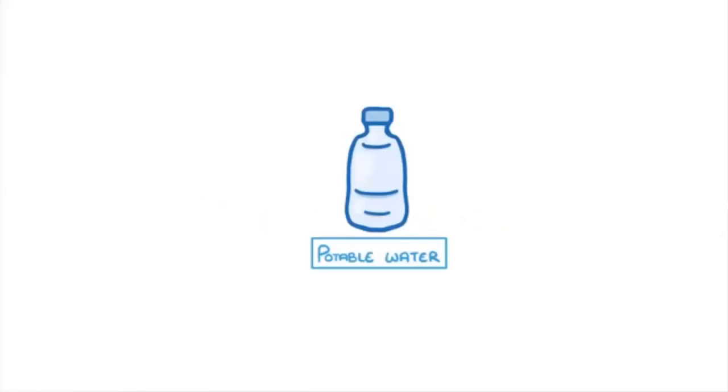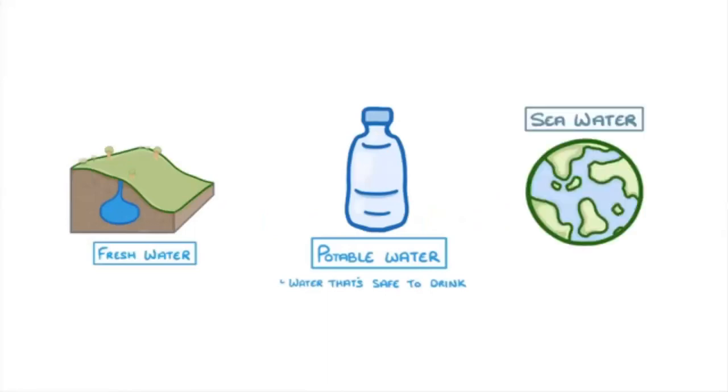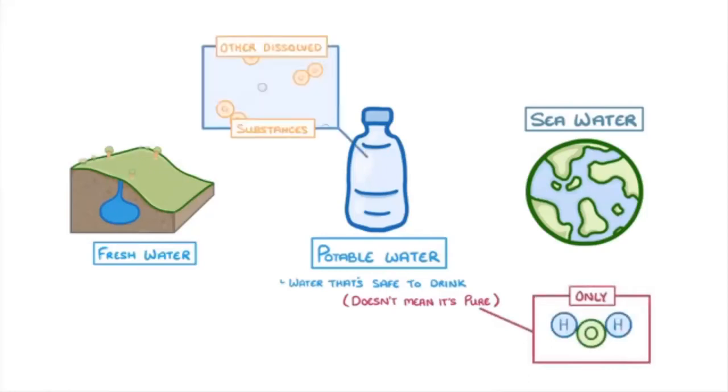In today's video, we're going to take a look at potable water, which is what we call water that's safe to drink. We'll also cover how we can get potable water by either treating freshwater sources or desalinating seawater. Now, although potable water is by definition safe to drink, that doesn't mean that it's pure. In chemistry, pure water would have to contain only H2O molecules, whereas potable water often contains other dissolved substances, which makes it impure.